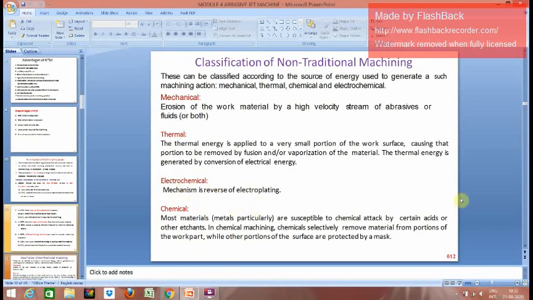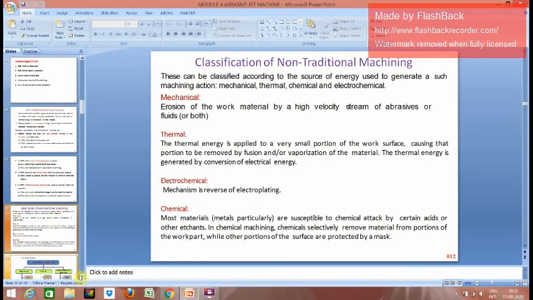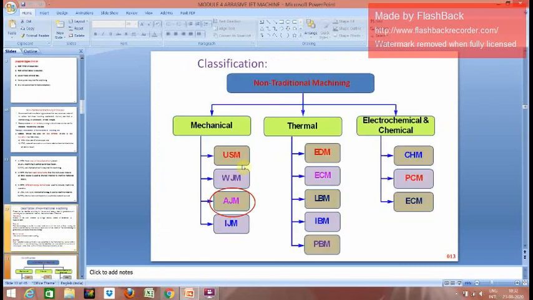Chemical. Most materials are susceptible to chemical attack by certain acids or agents. In chemical machining, chemicals selectively remove the material from portions of the workpiece, while other portions of the surface are protected by a mask. This is called the chemical way of non-traditional machining process.